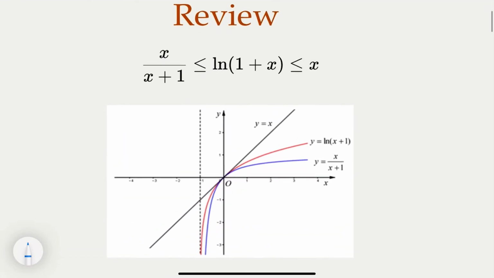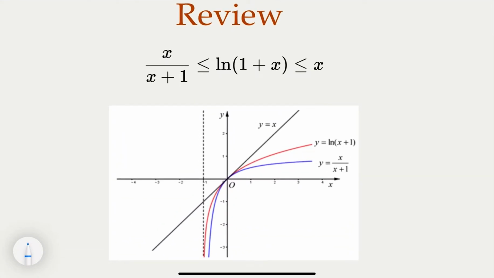As we recall, the inequality we got last time is illustrated in this diagram here, where the straight line y equals x versus log of 1 plus x, and versus the blue line, which is x over x plus 1. Of course, you can use a change of variable. You can shift x by 1, and you can have a corresponding inequality in a different form. All right.